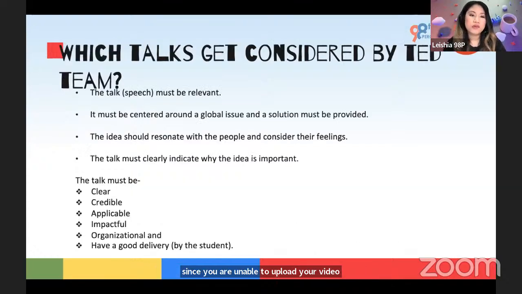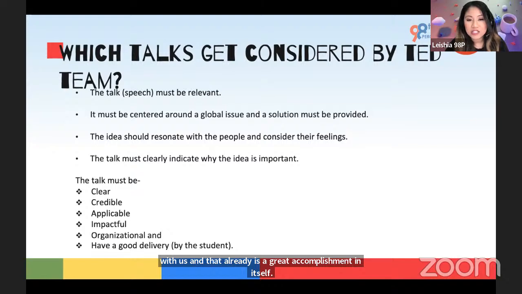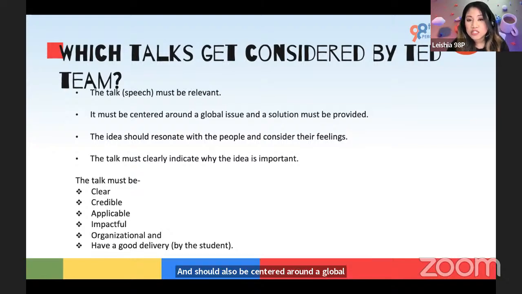And you're probably wondering which talks get considered by the TED team. So your talk must be relevant. And remember, if they don't choose your talk, you're already doing something great by accomplishing a TED Ed student talk that you recorded, that you shared with us, and that already is a great accomplishment in itself. And the talk should also be centered around a global issue and solution. That is usually what the TED team looks for.